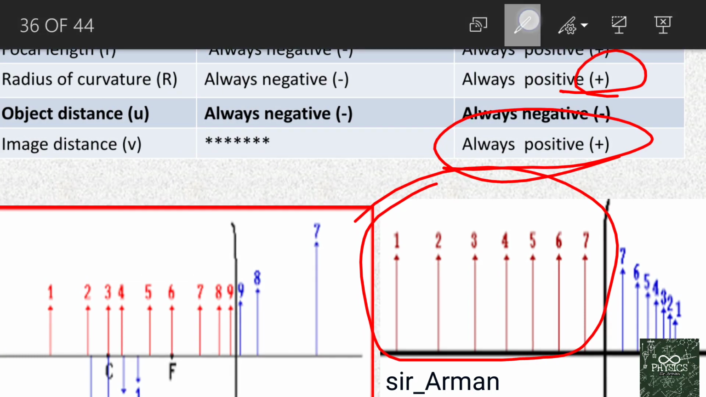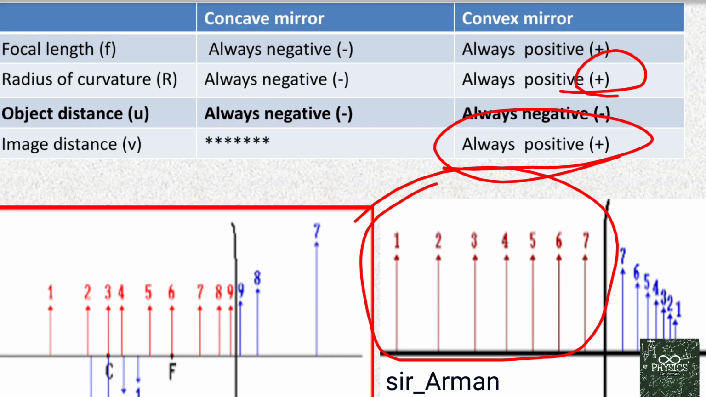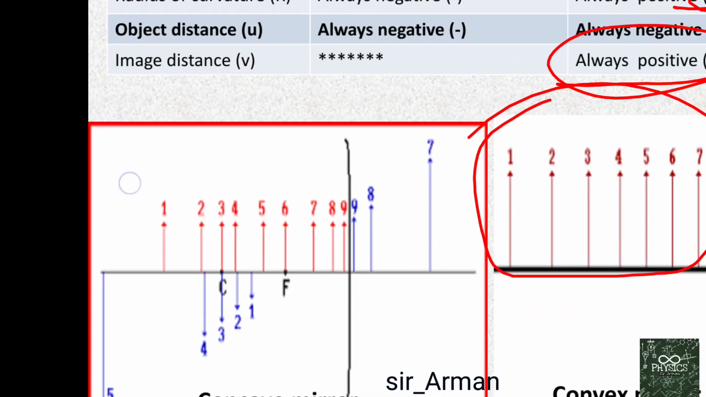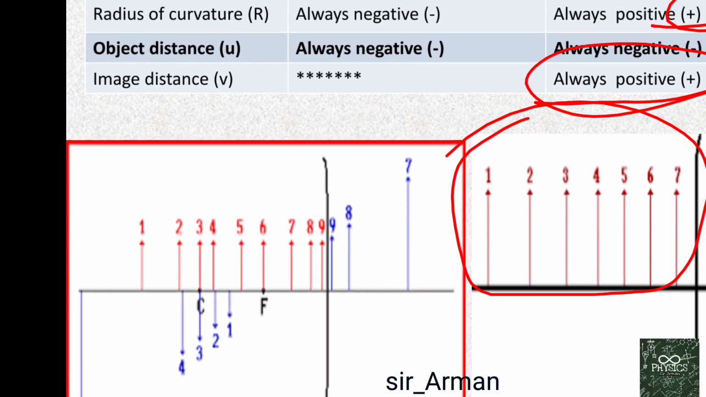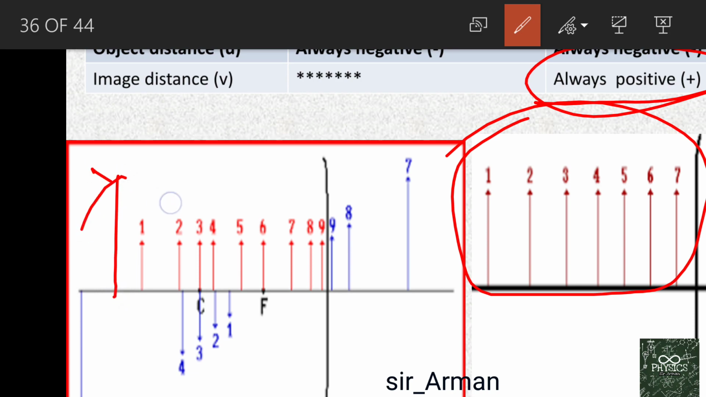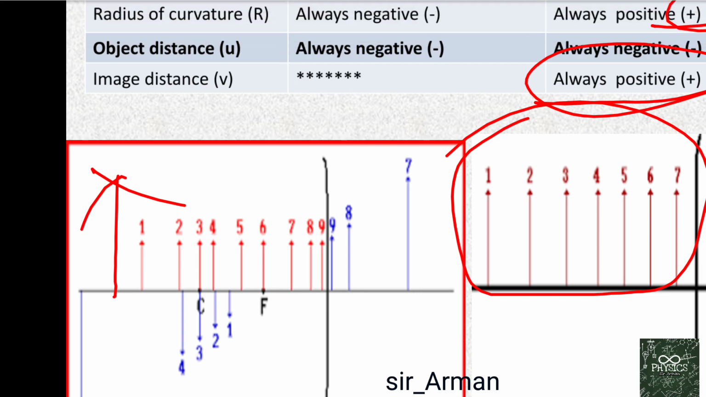Similarly, if height is given, we are placing the object vertically upright, we are placing the object like this. So height of the object in all the cases we have to consider positive.